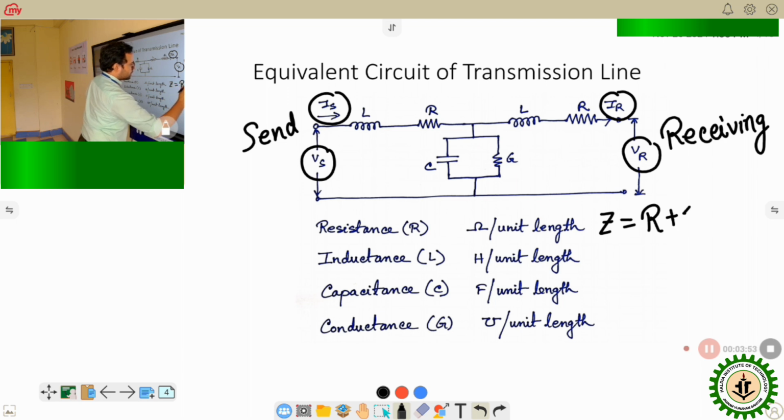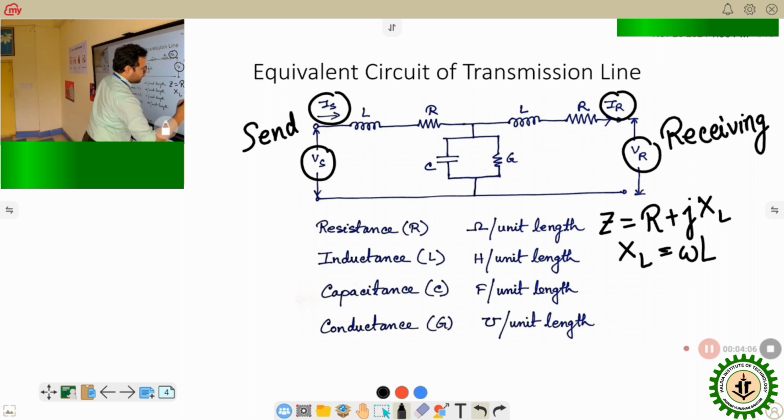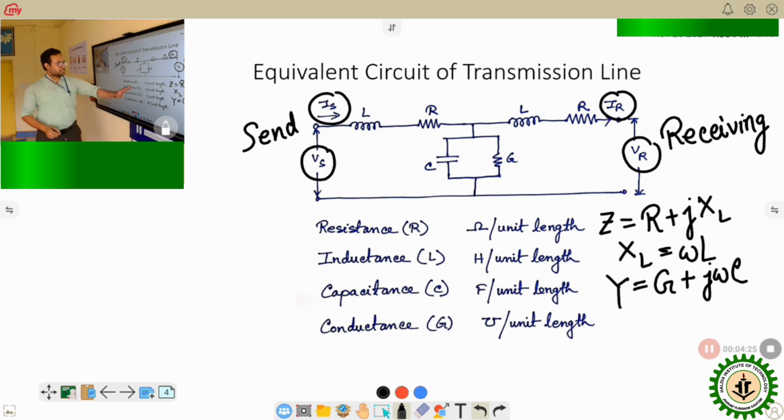R plus j XL, where XL is nothing but omega L, and the admittance is Y, which is G plus j omega C. This is the impedance of the transmission line, that is Z, and this is the admittance of the transmission line, that is Y.